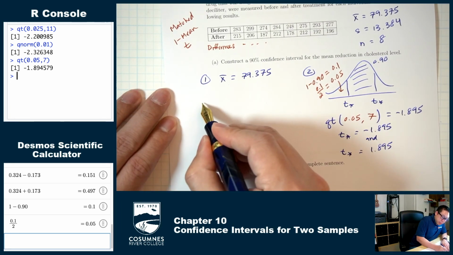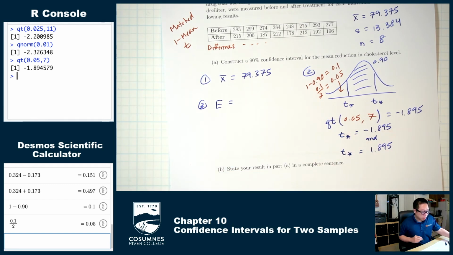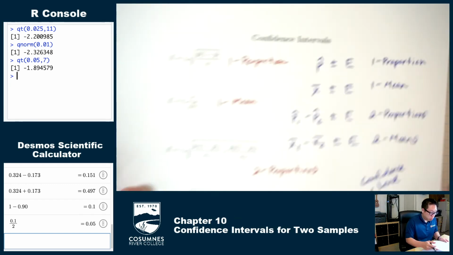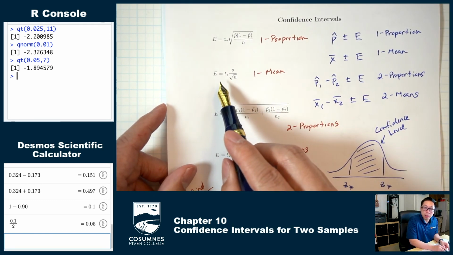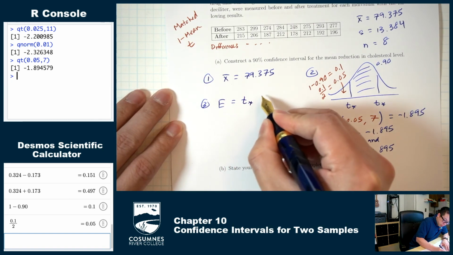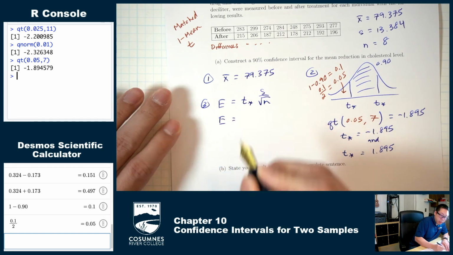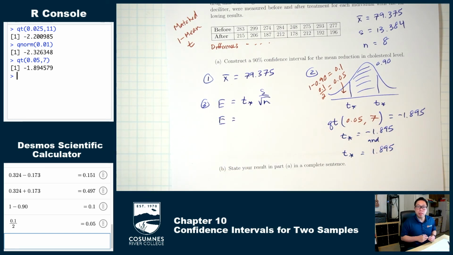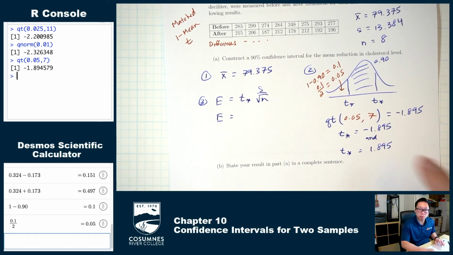Step 3 is to find our margin of error using the correct formula. We're doing one mean, so one mean margin of error would be this one. Let me copy that down: T star S over square root n. And then let me type this into Desmos. T star, I have a negative and a positive. I always use the positive one. So positive 1.895.